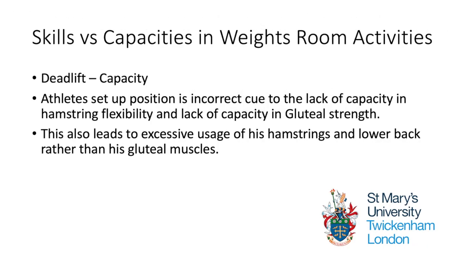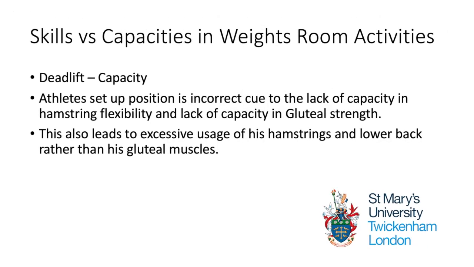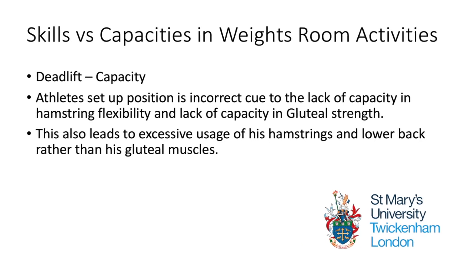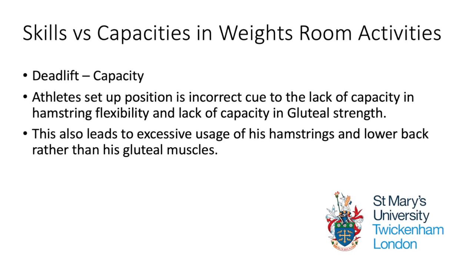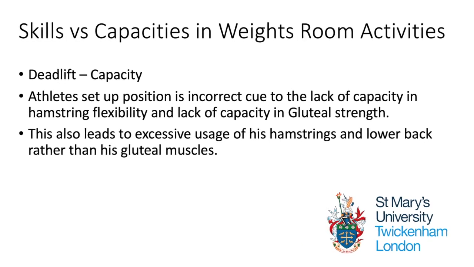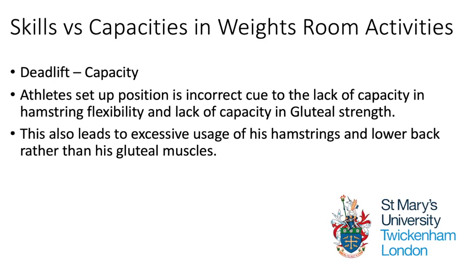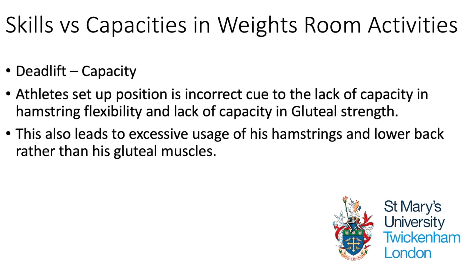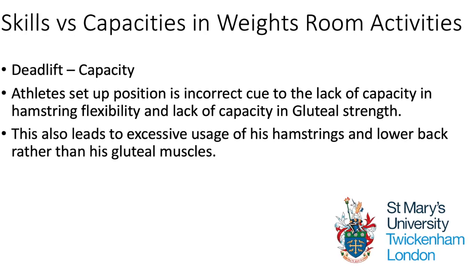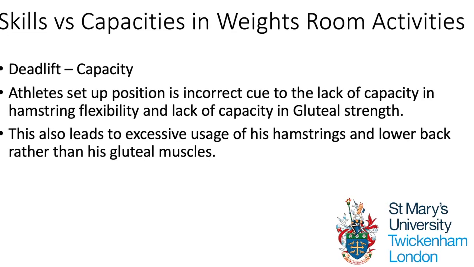The final example shows lack of capacities of an athlete during his deadlift. You'll see the lack of capacity in relation to flexibility of his hamstring is leading to a lack of capacity and strength of his glutes. As he tries to sit into the deadlift, he can't help but overload his lower back and hamstring muscles.